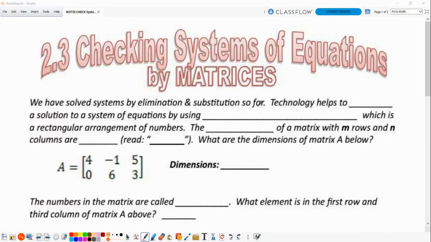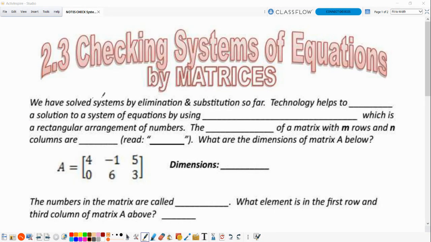Alright guys, so the last two lessons we've been working on solving systems of equations by substitution and elimination. And some of you really wanted an opportunity to know whether or not you were doing them right. So what I'm going to show you today is a quick way that you can use technology to help you check your solutions to those systems of equations.